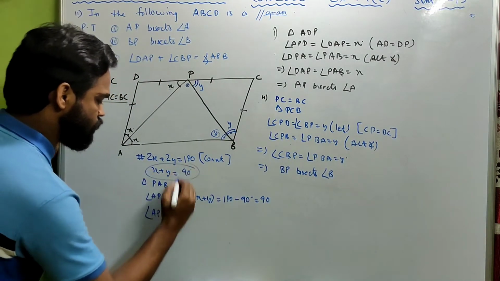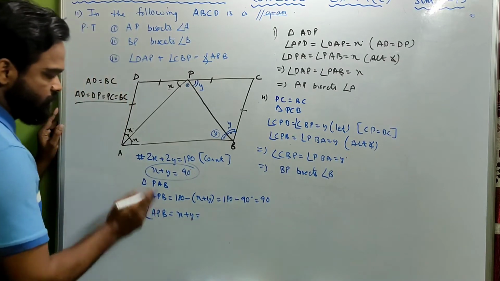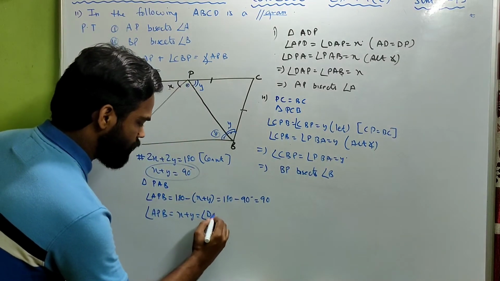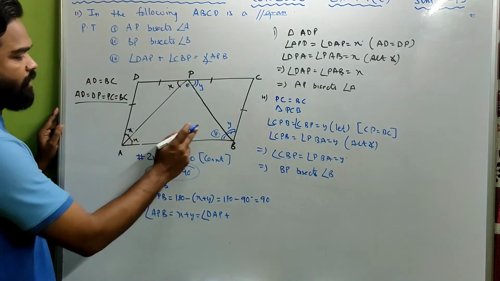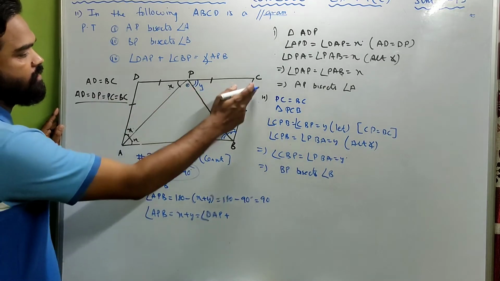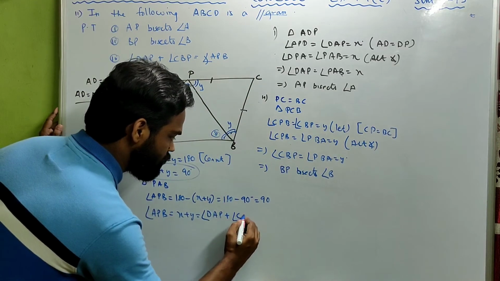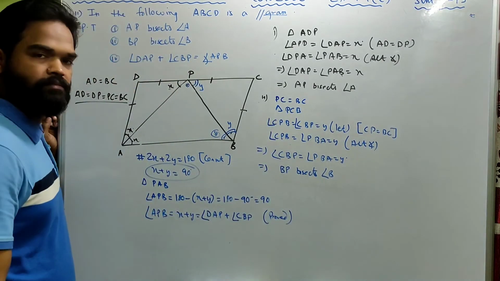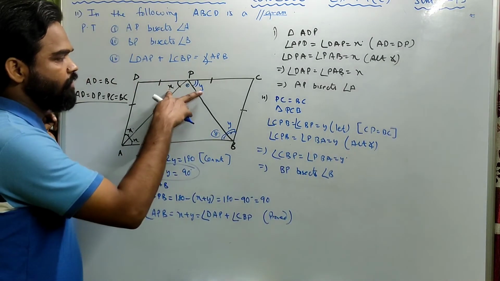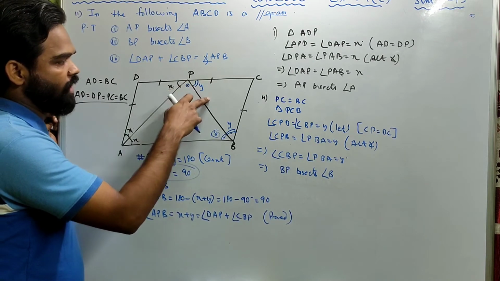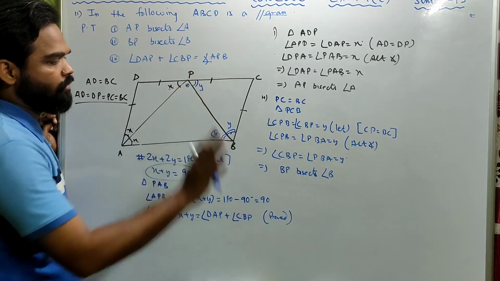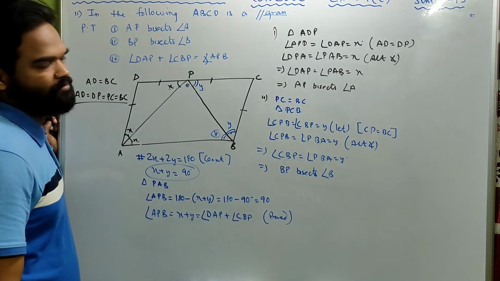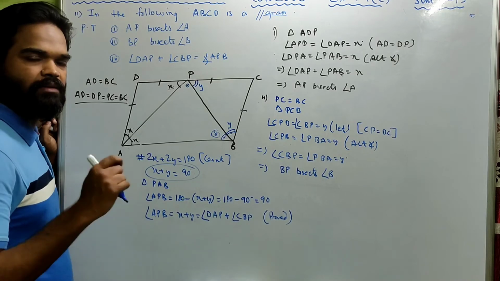And 90 degrees is what? x plus y. Now, instead of x, can I write angle DAP? Look carefully. Instead of y, can I write CBP? Definitely. Proved. Clear? Pretty easy. First, prove that this is an isosceles triangle. Then BP bisects angle B, and then the angle sum property will get the answer. Now let us look at the next sum.